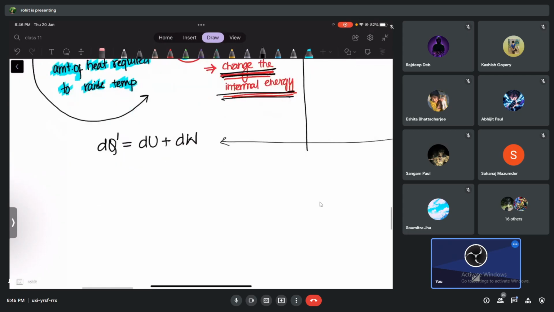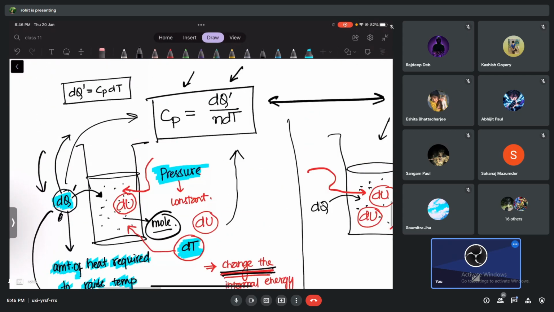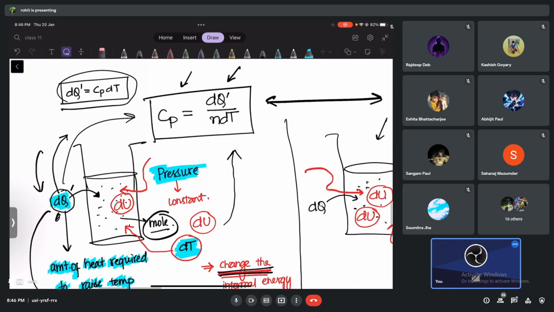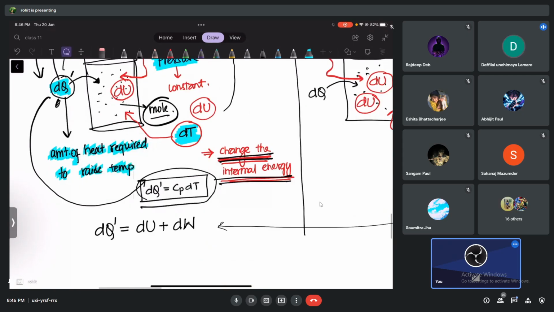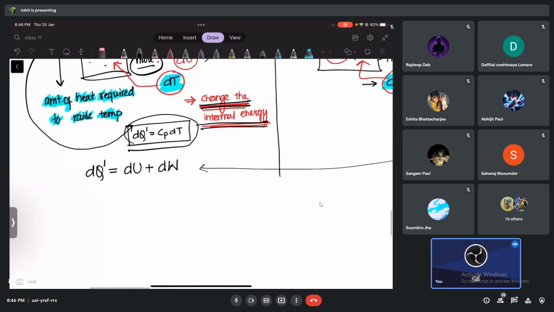Okay, so now you tell me. In place of dQ dash, what am I going to write? I'm going to use this one here. In place of dQ dash, what will I write, guys? Cp dT. In place of dU, what can I write? Cv dT, that I've already shown you in the volume constant term. Plus dW represents what, guys? PdV.